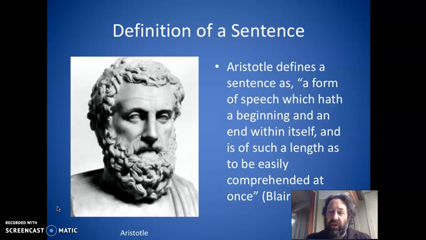He calls a sentence a form of speech which has a beginning and an end within itself, and is of such a length as to be easily comprehended at once. That's extremely important to keep in mind, keeping in mind these rules that you're going to learn here: comprehension is key, right? Writing a simple and clear sentence will always be superior to writing a convoluted, complex sentence that is unnecessarily complex. Simplicity is key.